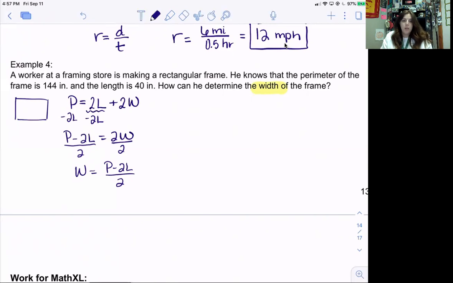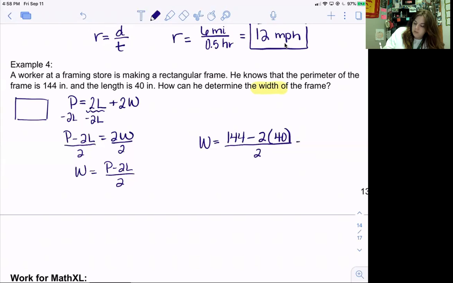And now we can plug in what we know. So we can say our width equals 144 minus 2 times our length, which was 40, and all of that divided by 2. So this becomes 144 minus 2 times 40 is 80 divided by 2. And 144 minus 80 is 64 divided by 2 is 32. And then our label would be inches.